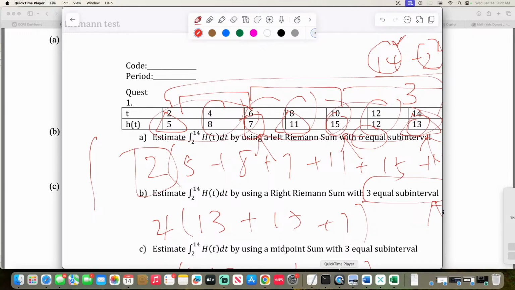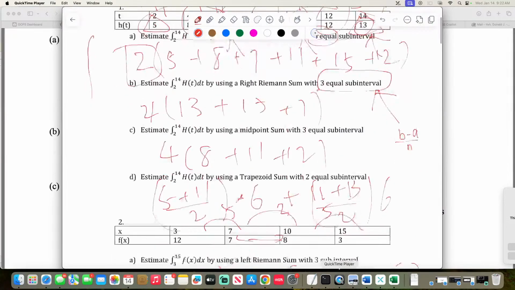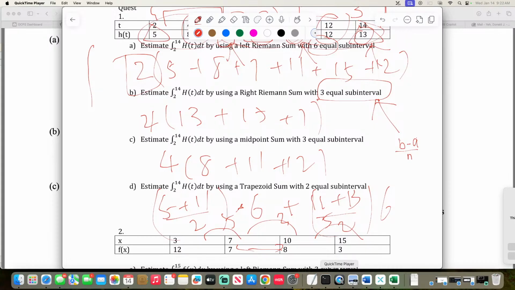Does that make sense? Yeah. Okay. And the last one is divided by 2, so let's make sure that each trapezoid has 6 as a height. Do you see this is 6? This is 6? Because b minus a over n, so it'll be 14 minus 2 divided by 2, which is 12 divided by 2, which is 6. I tricked you on this question because of how many subintervals there are. You have to figure out that b minus a over n is very useful.